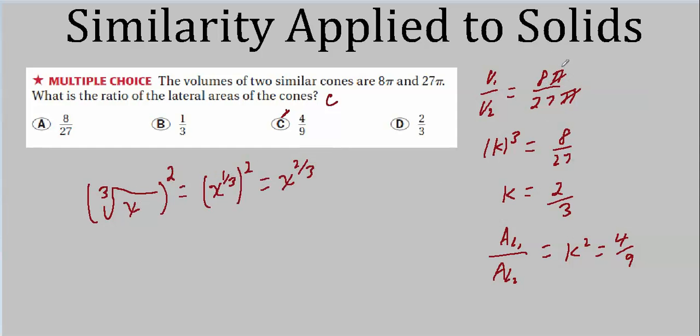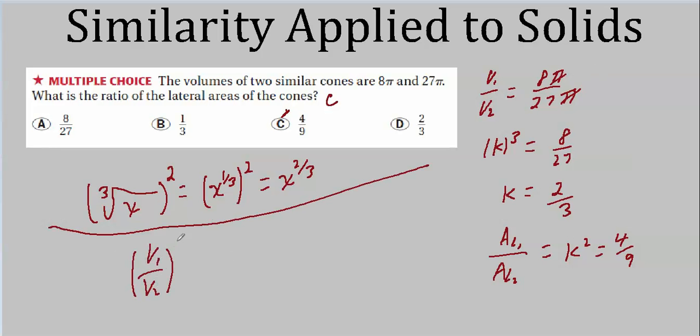So what we could have done is taken v1 over v2. Let's see if I write it down here. v1 over v2. Take the cube root and square it. So it's v1 over v2 to the 2/3. And if you punch that into your calculator, you should get 4 over 9.